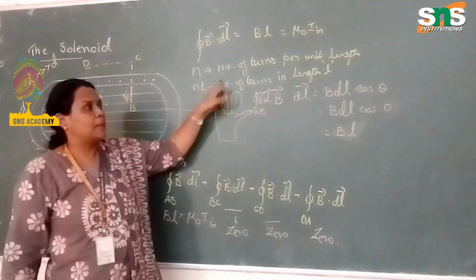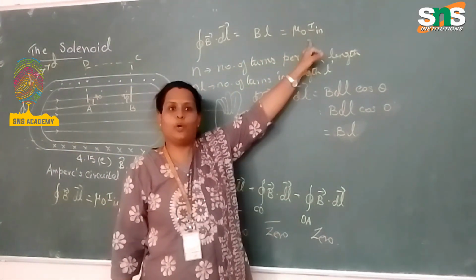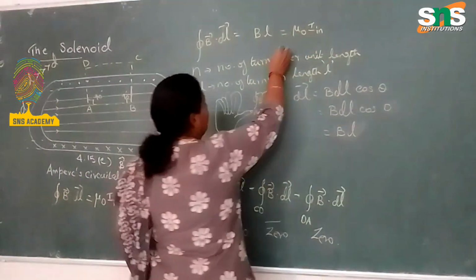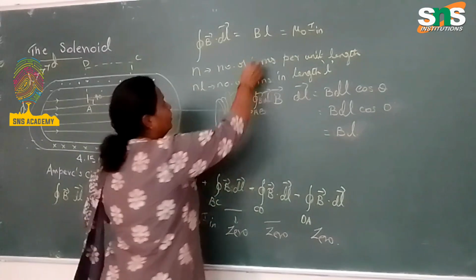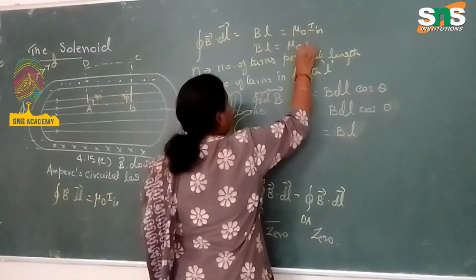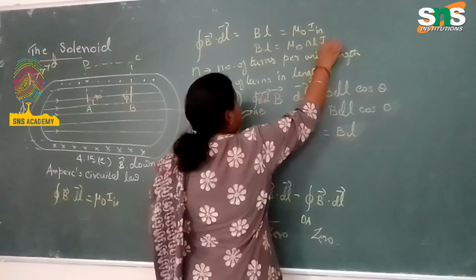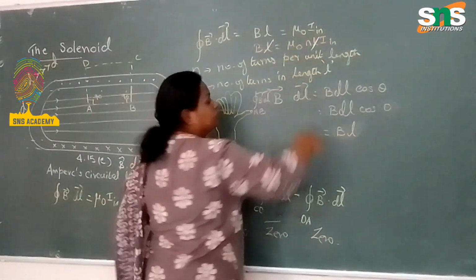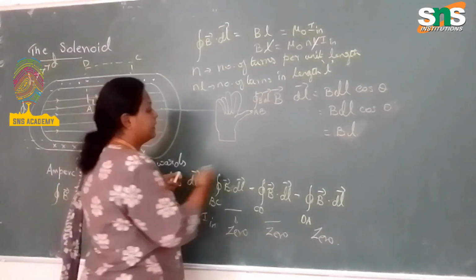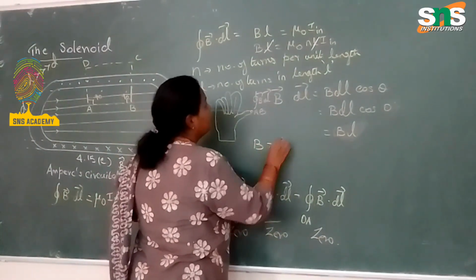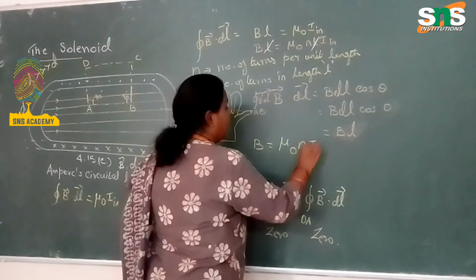Next I am going to substitute this nL here, the number of turns in length L. So what will it become? B dl equal to mu naught nL I inside. Can I cancel these two L's? Yes. So what is the resultant equation? That is B equal to mu naught n I.